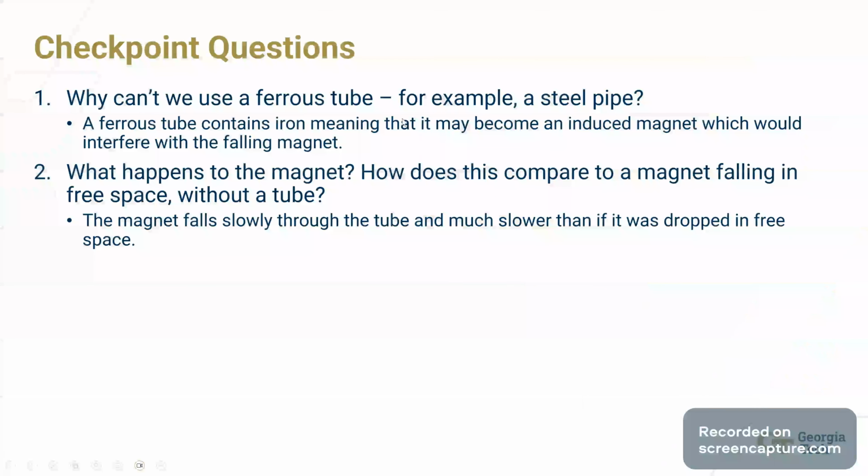Why can't we use a ferrous tube like a steel pipe? A ferrous tube contains iron, meaning that it may become an induced magnet, which would interfere with the falling magnet. What happens to the magnet as you drop it? Basically, it falls slowly through the tube, and it's much slower than if it was dropped in free space.